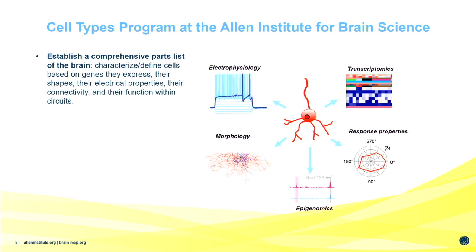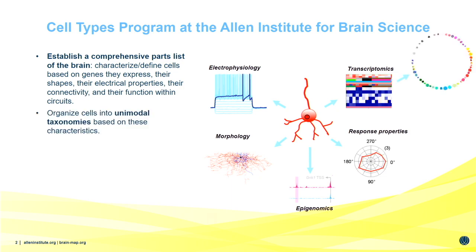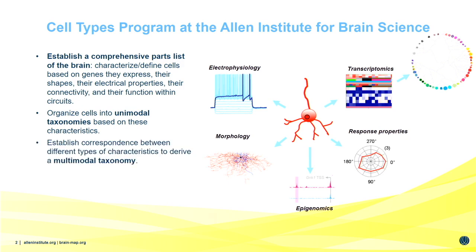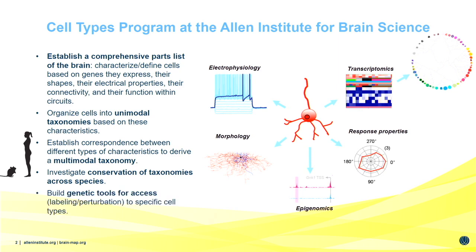And then what we would like to do is to organize these cells based on, for example, one type of data into so-called unimodal taxonomy, meaning a taxonomy that's informed only by one type of data. Then we would like to also establish correspondence between taxonomies derived based on transcriptomics and electrophysiology, for example. We would also like to investigate conservation of taxonomies across species, and this is what, in particular, we will discuss today in the second part of the talk. We're focusing on mice and humans, if it's not obvious by the shadows.